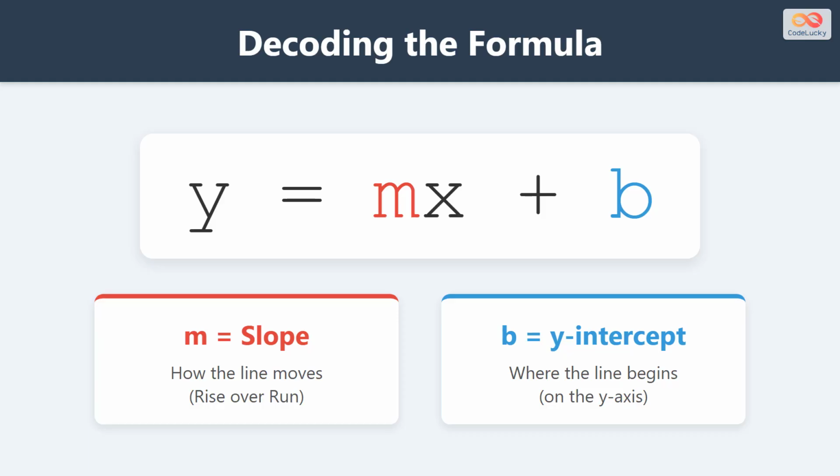Let's look at the equation y=mx+b. There are two key letters here that act as our code for graphing. The letter m stands for the slope, which tells us how the line moves. The letter b stands for the y-intercept, which tells us where the line begins on the graph.